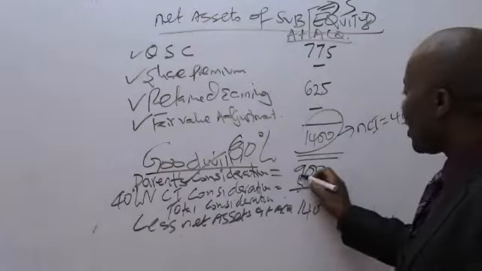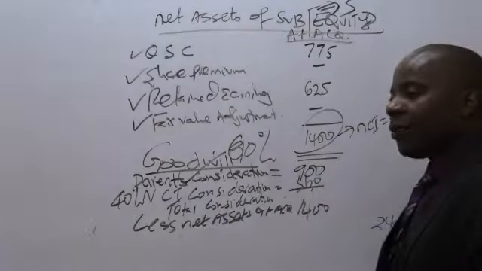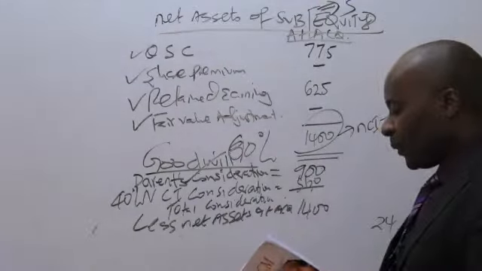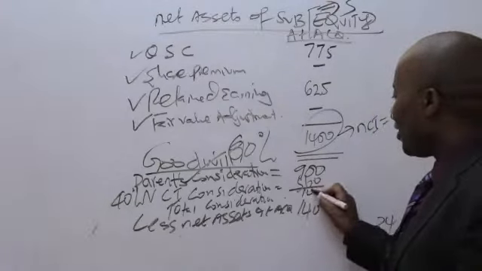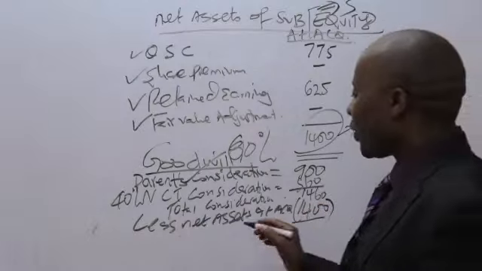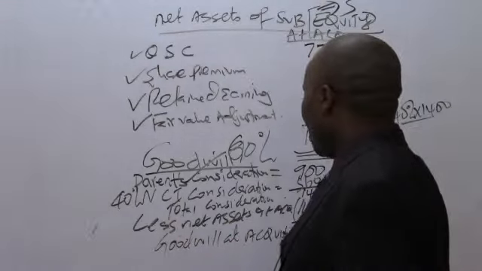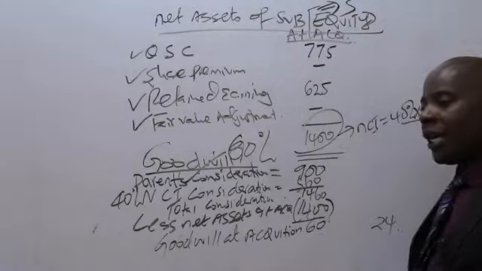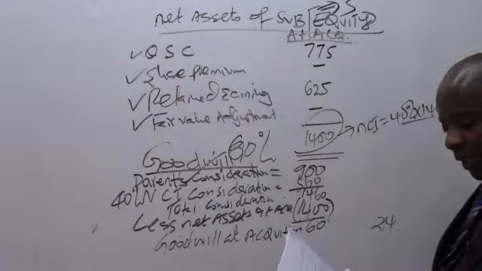Everyone is telling me 560. So if you add 900 plus 560, how much does it come to, somebody? 1460. Somebody is telling me 1460. Then subtract the net assets for you to be able to give us goodwill at acquisition. Goodwill at acquisition will be 60.